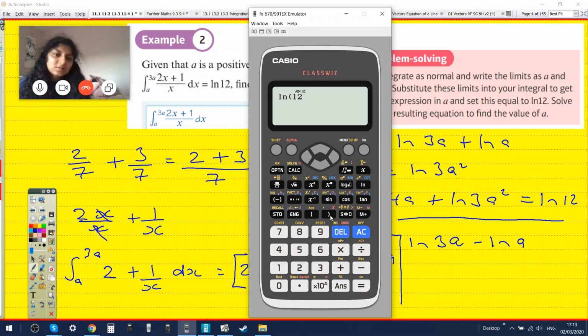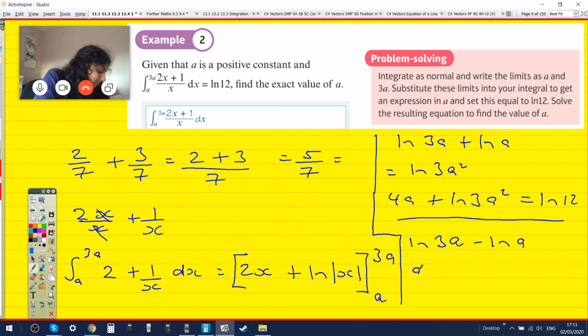I got a is equal to ln 1. Is that right? What is ln 1? 0. Seems weird. I was expecting to see ln 3a minus ln a. Yeah, but that just gives you ln 3. Yep, that's grand.